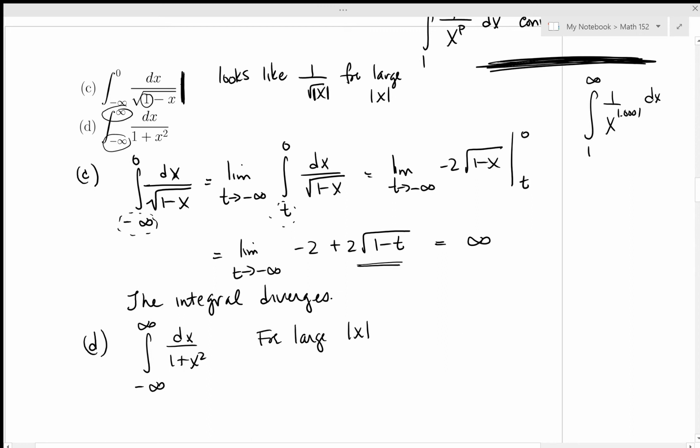what is going to happen? It looks like when x is like 10 billion, it doesn't really matter. 10 billion squared plus 1. I don't really care about the plus 1. So it looks like 1 over x squared. And then I think to myself, aha, that is p greater than 1. Therefore, I'm going to guess that this thing will converge.